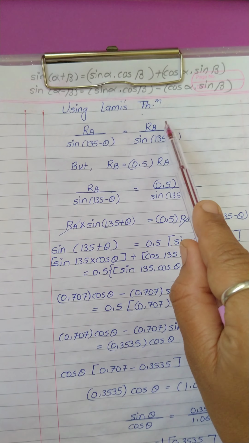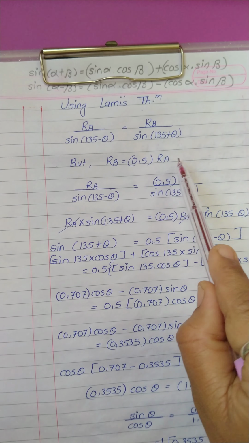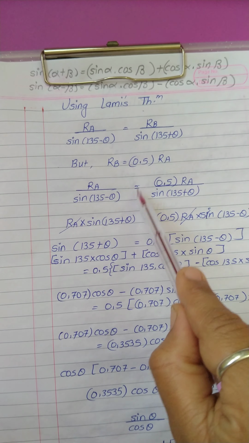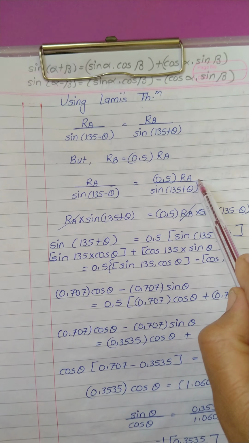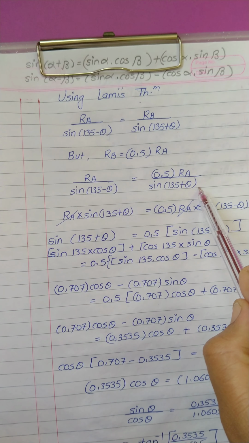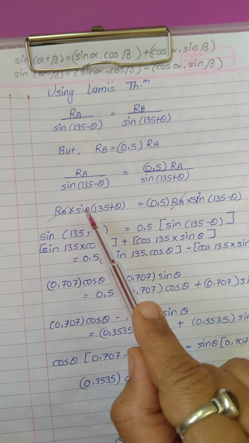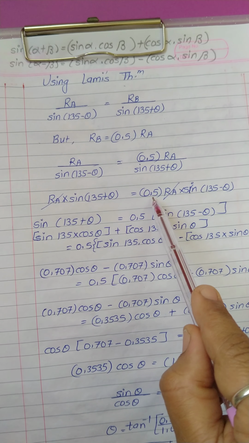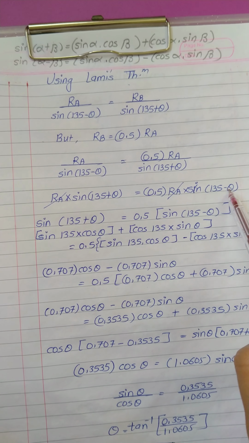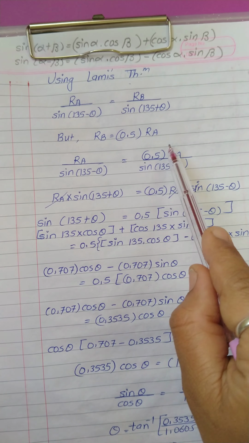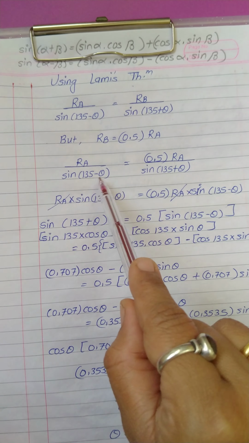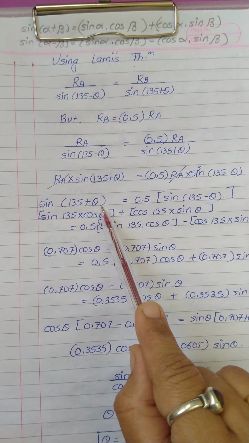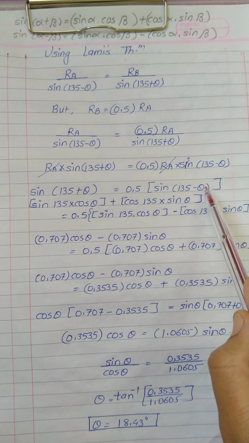But one condition is given to us that RB is 0.5 times RA. So just substitute: RA upon sine 135 minus theta equals RB, which is 0.5 times RA, upon sine 135 plus theta. Now RA from both sides will get cancelled. So our equation will reduce to sine 135 plus theta equals 0.5 times sine 135 minus theta. I have gone for cross multiplication, and by using this you will get this equation.